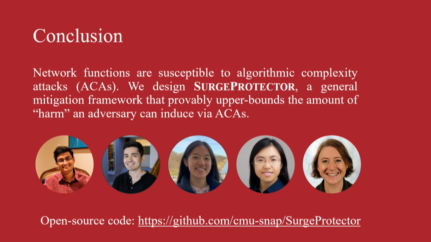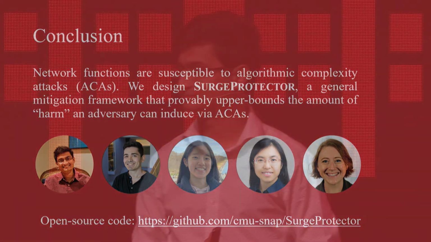So in conclusion, we saw that network functions are susceptible to this class of DoS attacks called algorithmic complexity attacks. And here in this work, we designed SurgeProtector, which is a general-purpose mitigation framework that uses novel insights from adversarial scheduling theory to provably upper bound the harm that an adversary can induce. These are my collaborators, and we've open sourced our code for both the adversarial queuing simulator as well as the software and hardware heap implementations, which you can find at the Git repo. Thank you, and I'm happy to take any questions.